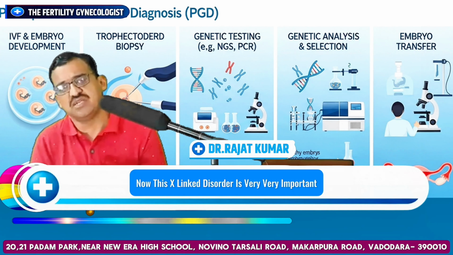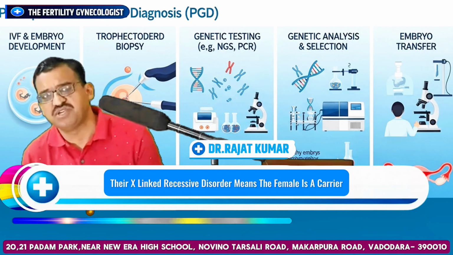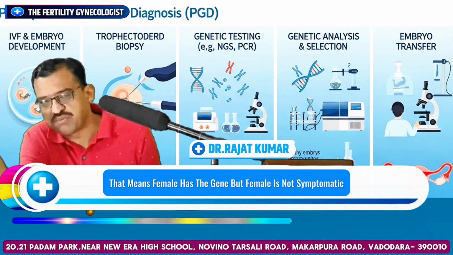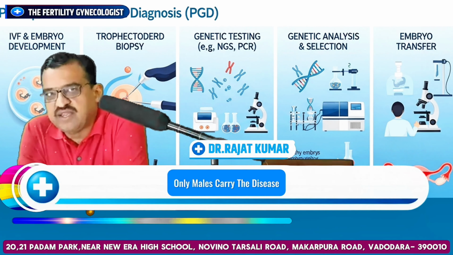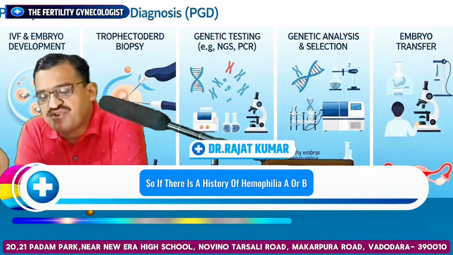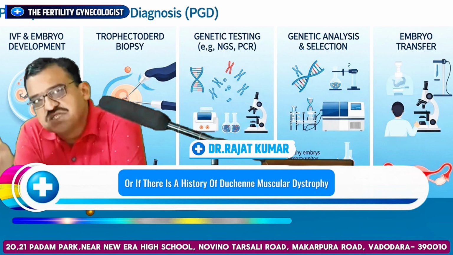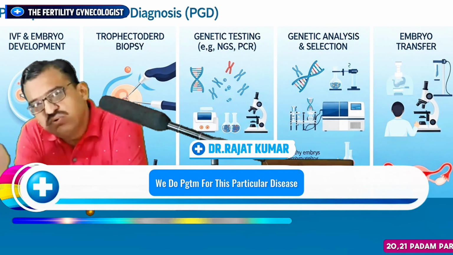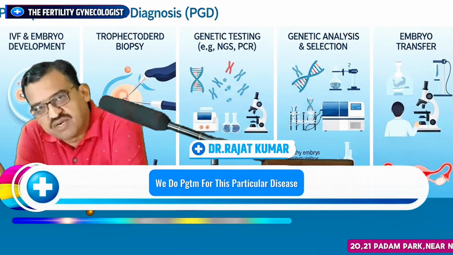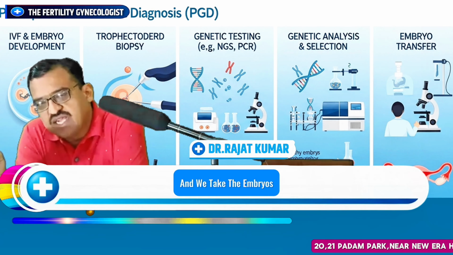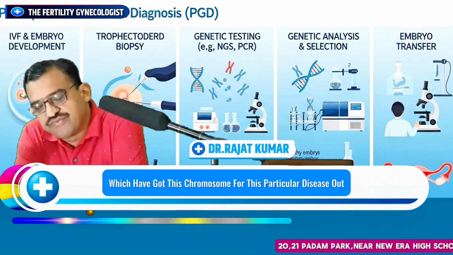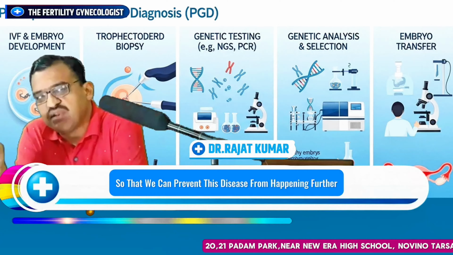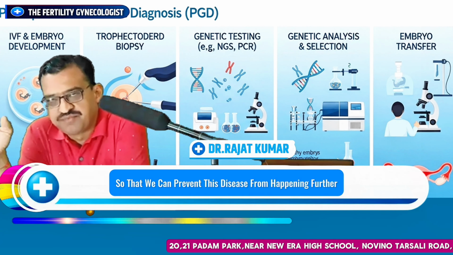Now this X-linked disorder is very, very important. X-linked recessive disorder means the female is a carrier. That means the female has the gene, but is not symptomatic. Only males get the disease. So if there is a history of hemophilia A or B, or a history of Duchenne muscular dystrophy, then in those diseases we do PGT-M for this particular disease, and we take out the embryos which have this gene, and we transfer only normal embryos so that we can prevent this disease from happening further.